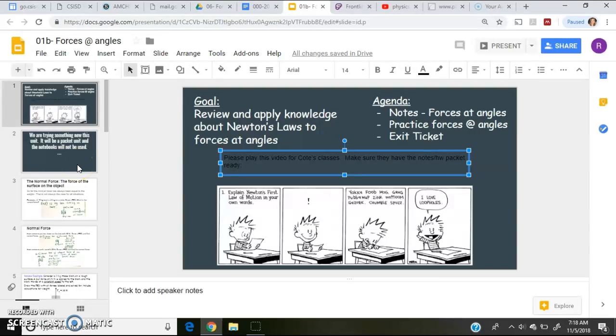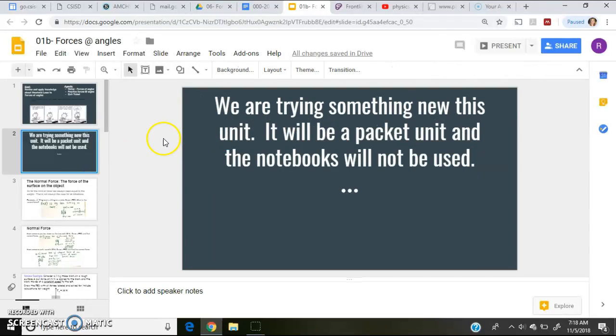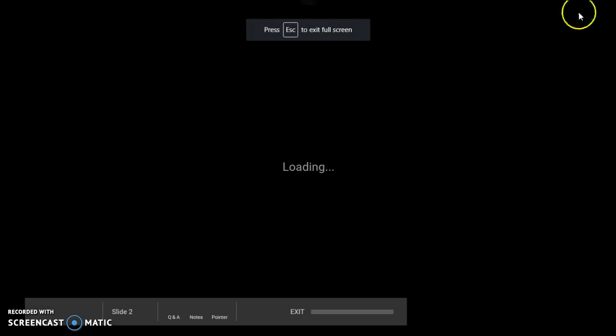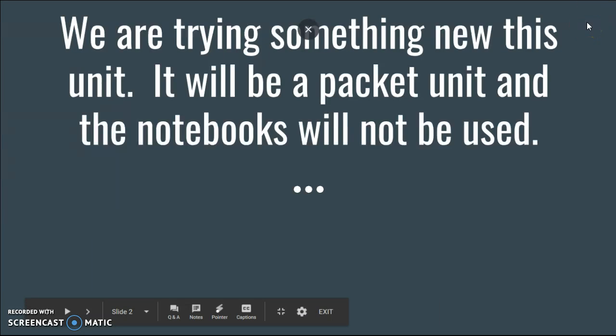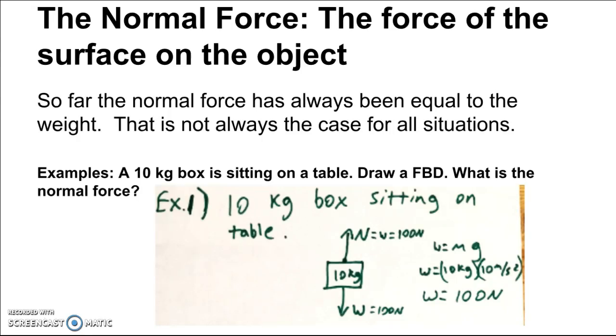We're going to look at situations, all unit with different applications of Newton's laws and setting up free body diagrams and all that. So this unit is just called Newton's laws application. Now, one thing is we are trying something new this unit. It's a packet unit. So you should have a packet that's got all the notes right there with the notes problems. So you should have that packet in front of you right now. Make sure you have it before we move on.